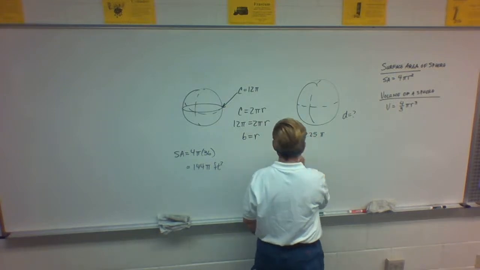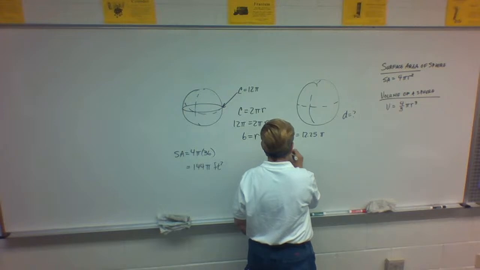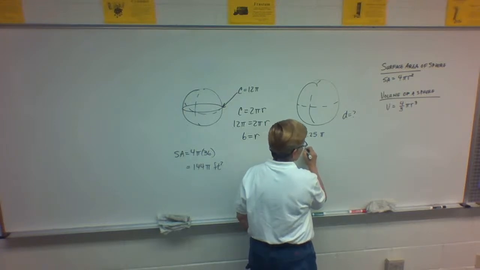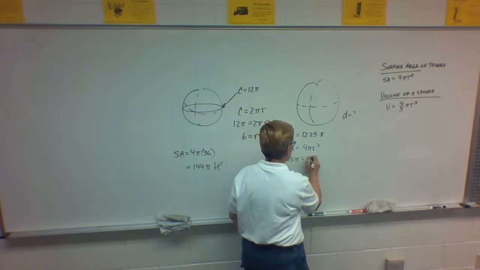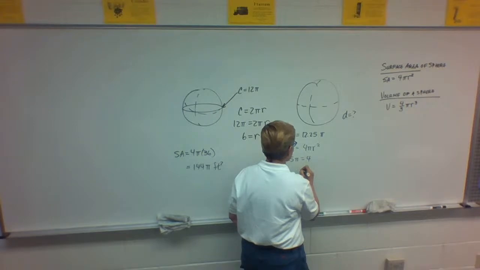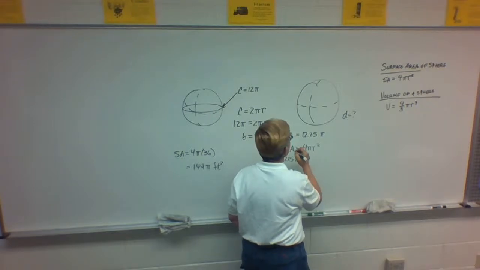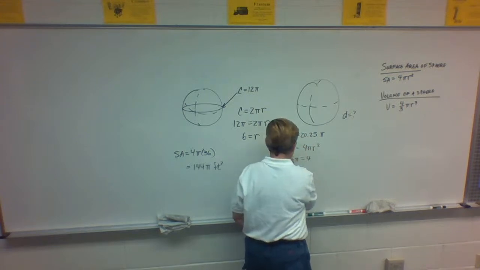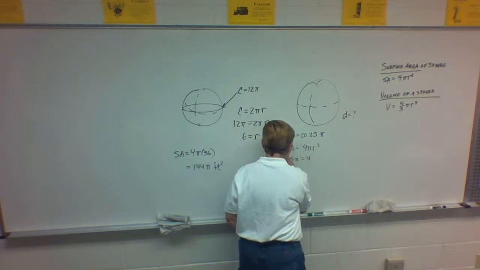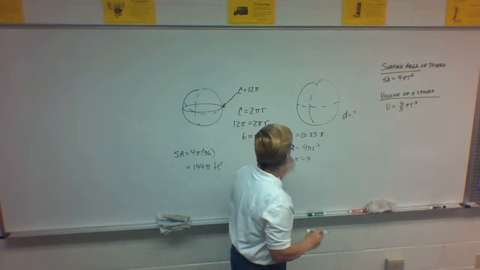So we say the surface area is equal to this. Let me write it down. Surface area is equal to 4 pi r squared. And I know this surface area is 20.25 pi. Oh, I thought it was 12. All right, let me go back to what I was trying to say with the wrong number.